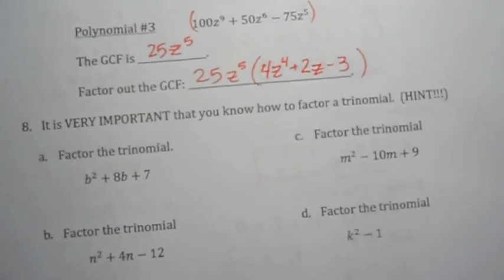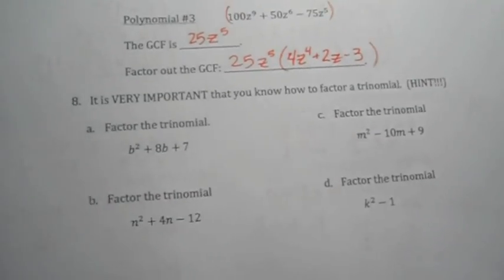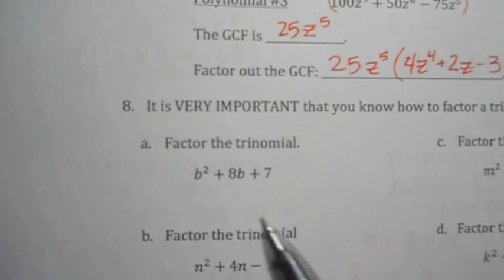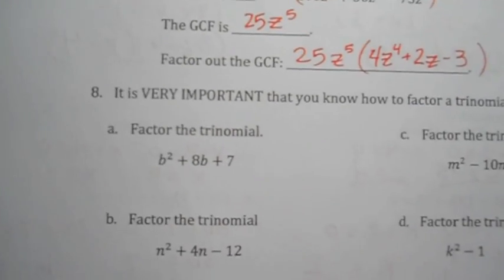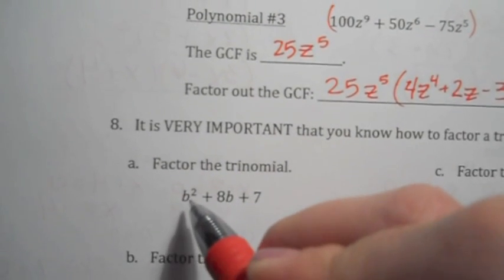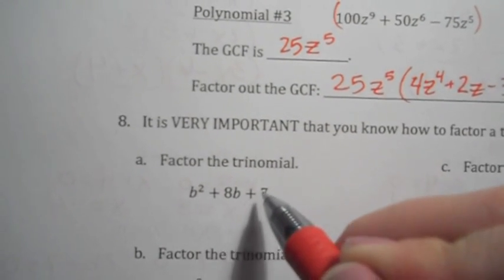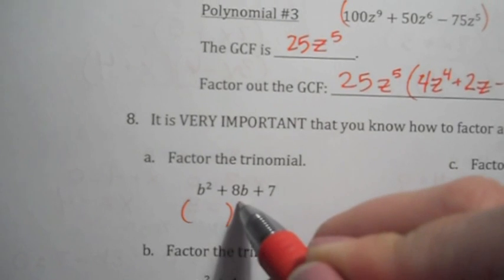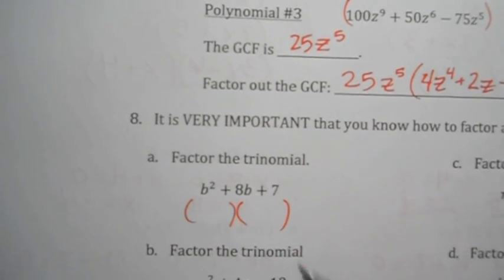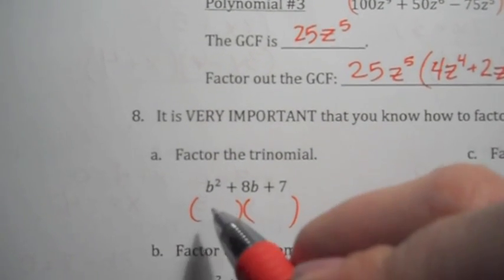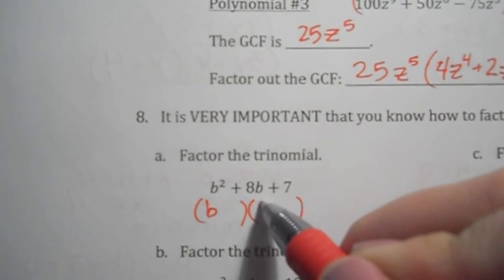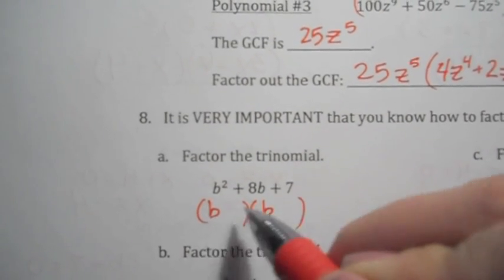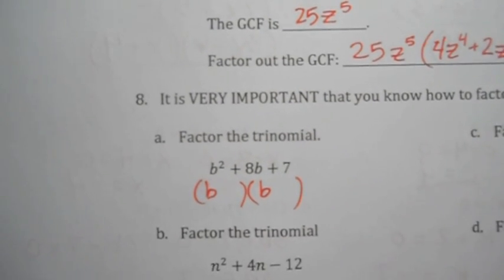It is very important that you know how to factor a trinomial. The word factor means we're going to be taking this trinomial and turning it into factors. So we have b squared plus 8b plus 7, and we're going to turn it into factors, so we open up our factor brackets. Because this first term is b squared, that tells us that b is going to be the first term in each factor.